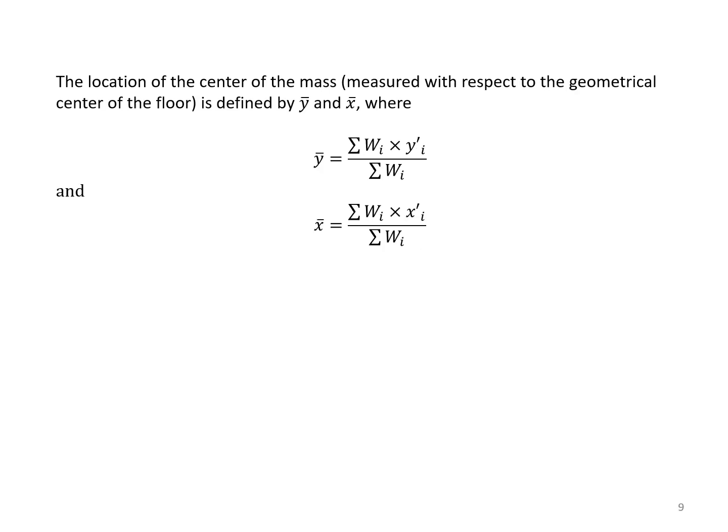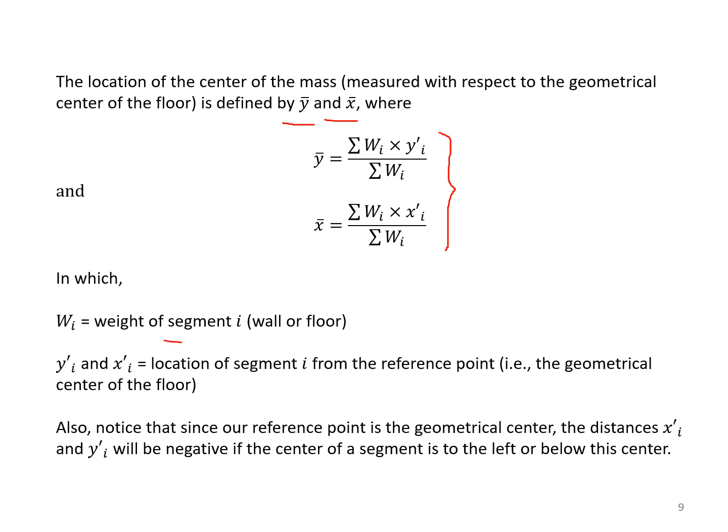The location of the center of mass is defined by y bar and x bar and obtained with very similar equations. We divide the entire area into different segments, and each segment has a weight called W. So Wi is the weight of segment i, which could be a wall or floor. Each weight is multiplied by the corresponding distance from the reference line and divided by the total weight. These are equations that you have seen in statics for finding the center of mass or center of an area.